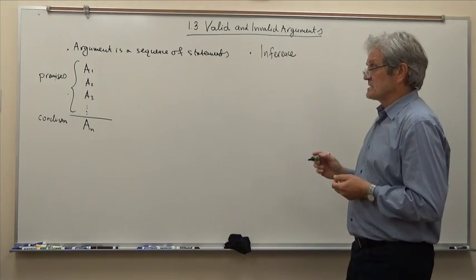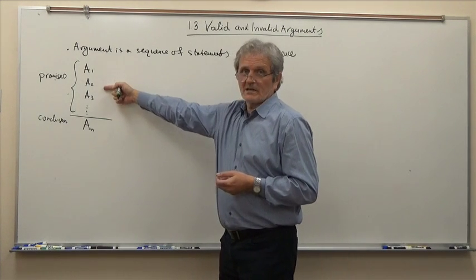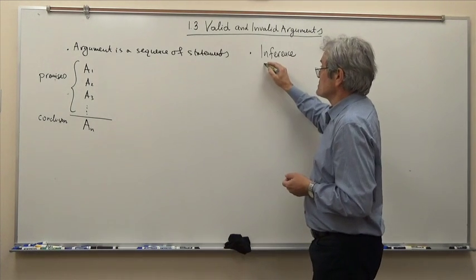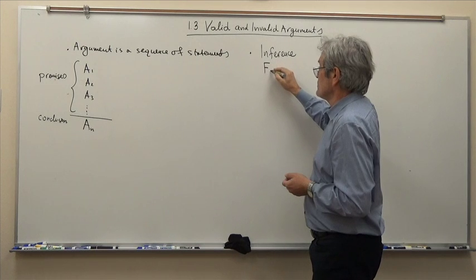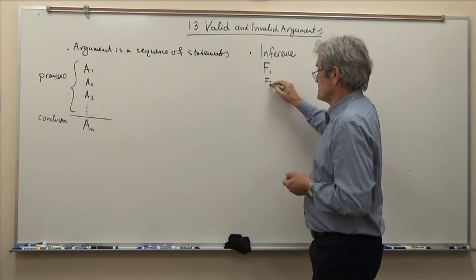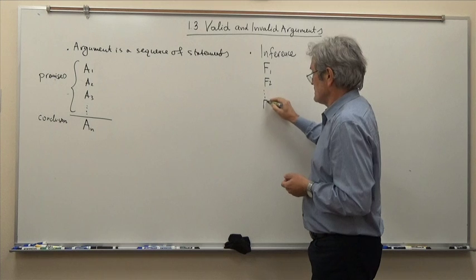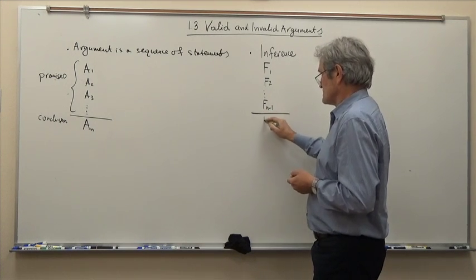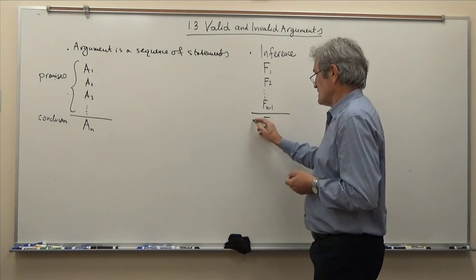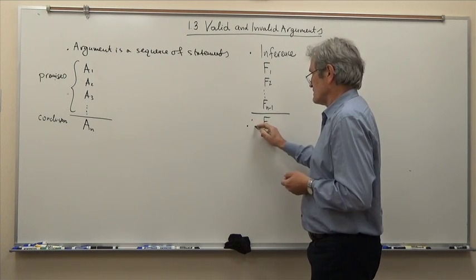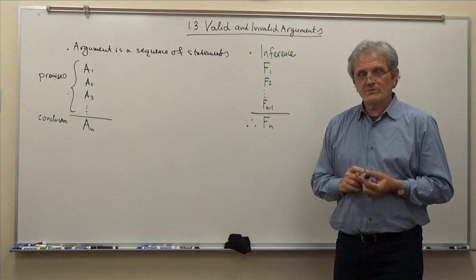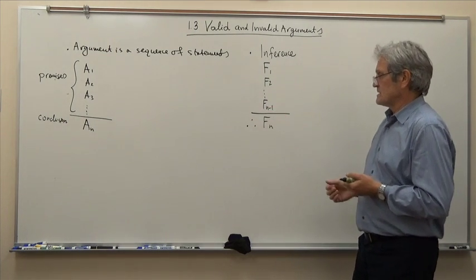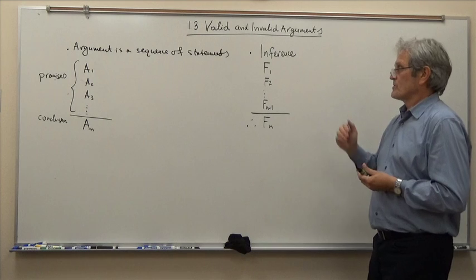So what is the inference? Our premises are not statements anymore, they are propositional formulas. So F1, F2, let's say Fn minus 1, and the last one is Fn. We put here, for example, one of the symbols, three dots, to separate the conclusion from the premises.